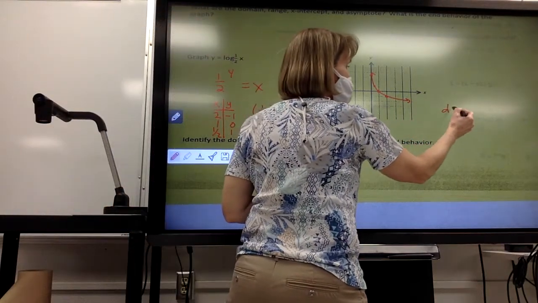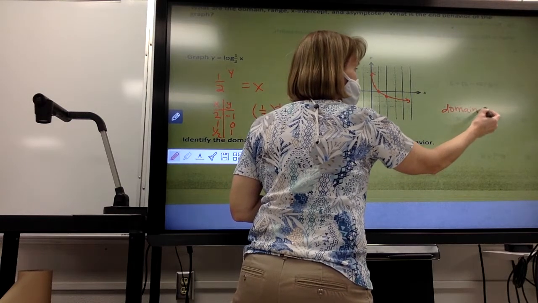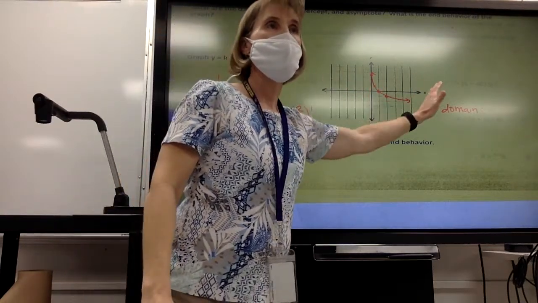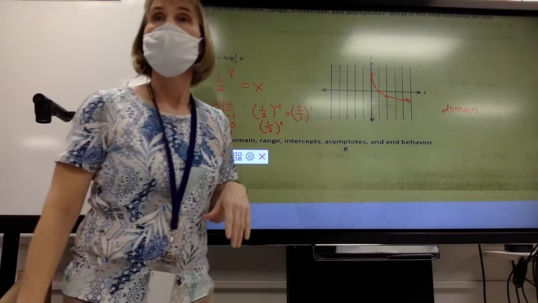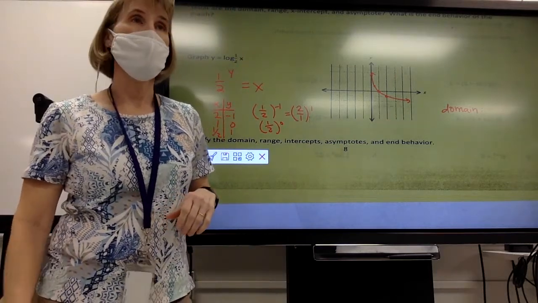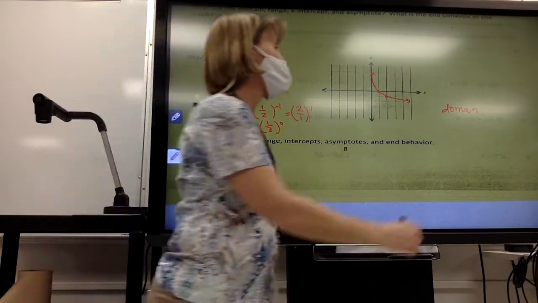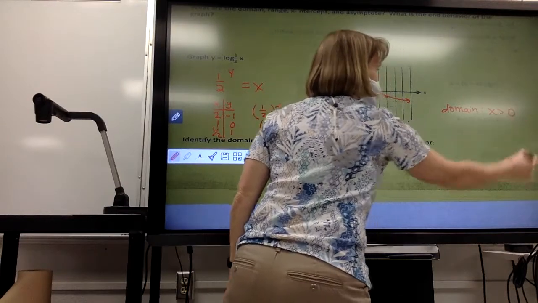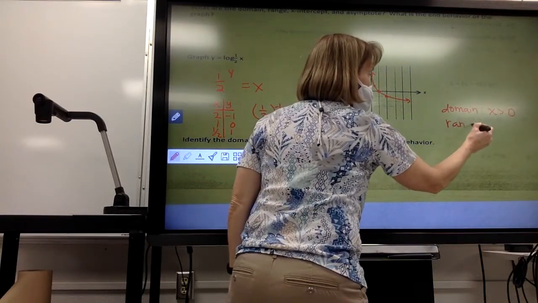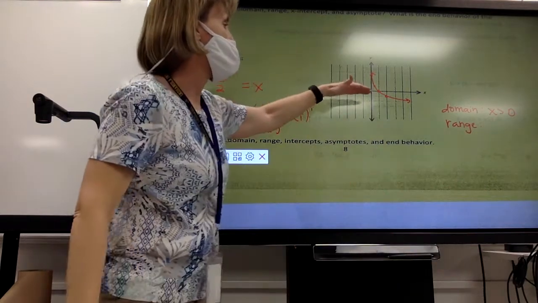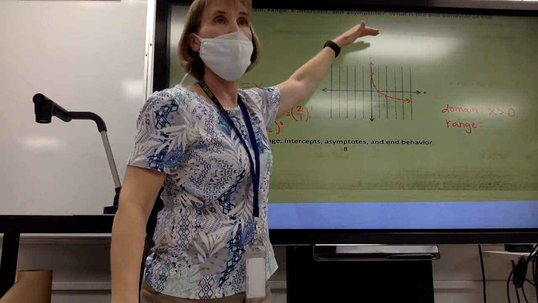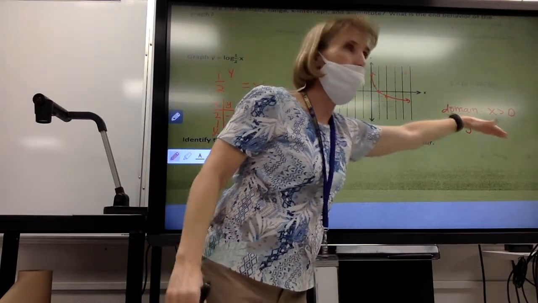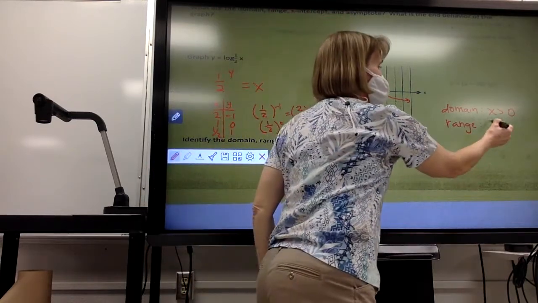So when we ask you for the domain, we're asking about the x values that you put in, or the x values that you could get out of this graph. What would you say for a domain? X is greater than 0. Okay, for a range, you're asking about the y values. So are the y values positive? These are going to get higher and higher and higher. This is going to get, as it goes out, lower and lower and lower. So the range is going to be all real numbers.